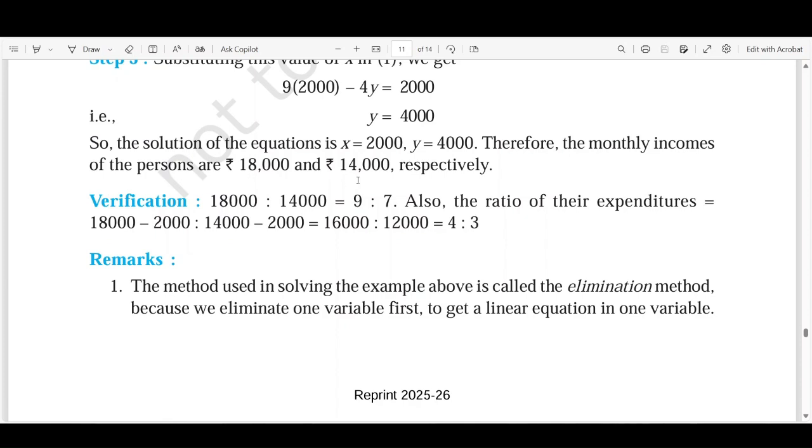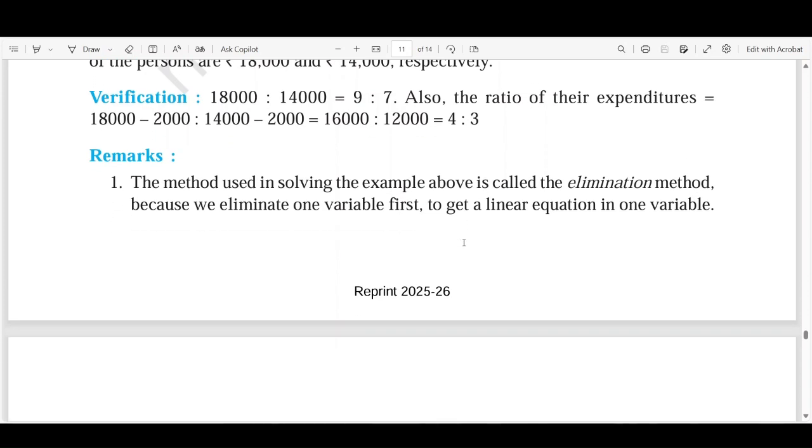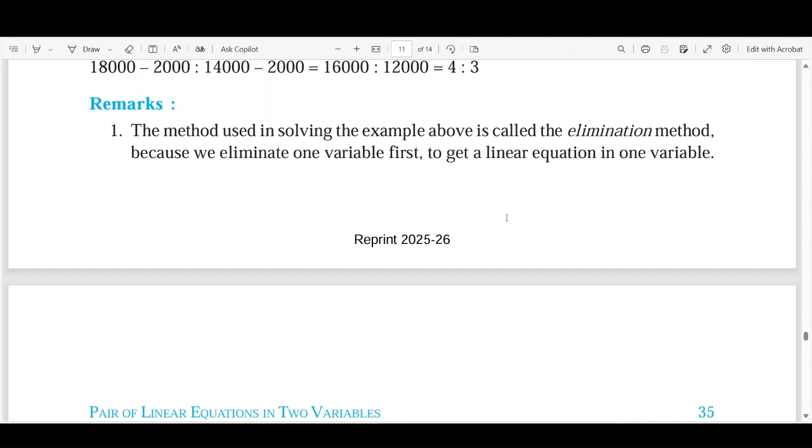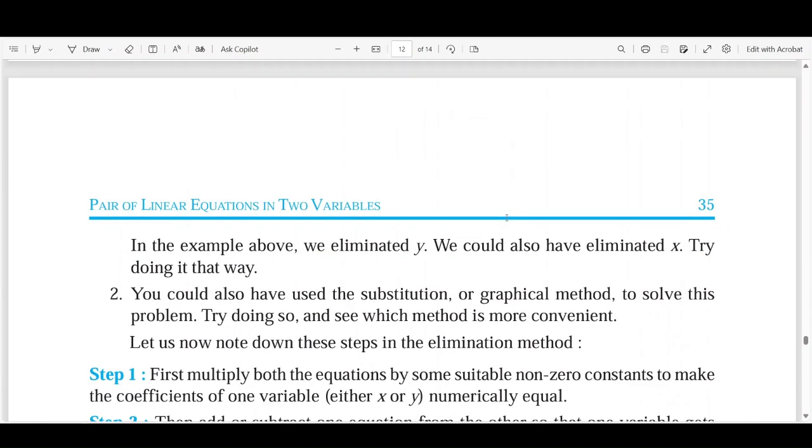Clear? And we can also cross verify the answer. If you check the ratio between their incomes, it should be 9:7. Similarly, their expenditure, everything will get satisfied. Clear? And here they have given the remarks. This method is known as the elimination method because we eliminate one variable first to get a linear equation in one variable, and we try to find the value of that one variable. From that we can find the value of the other variable.